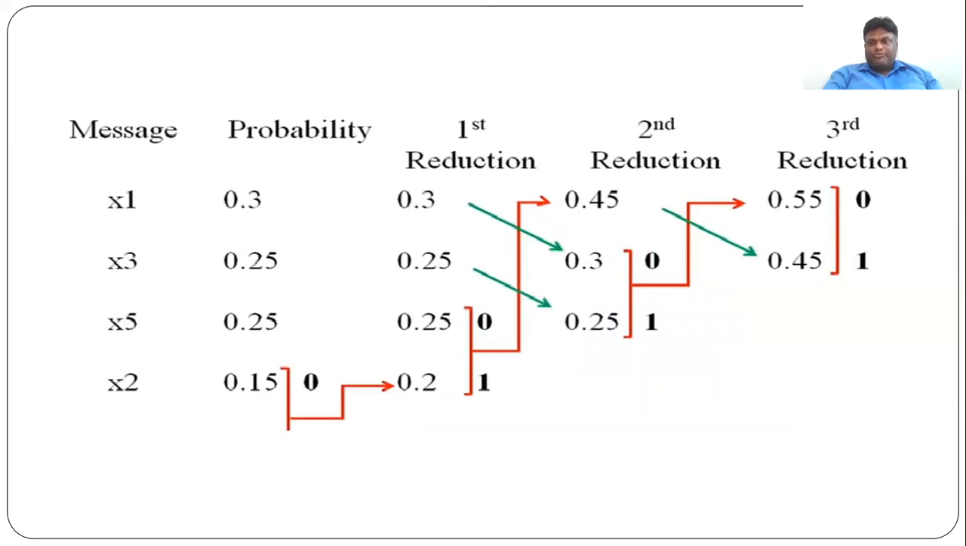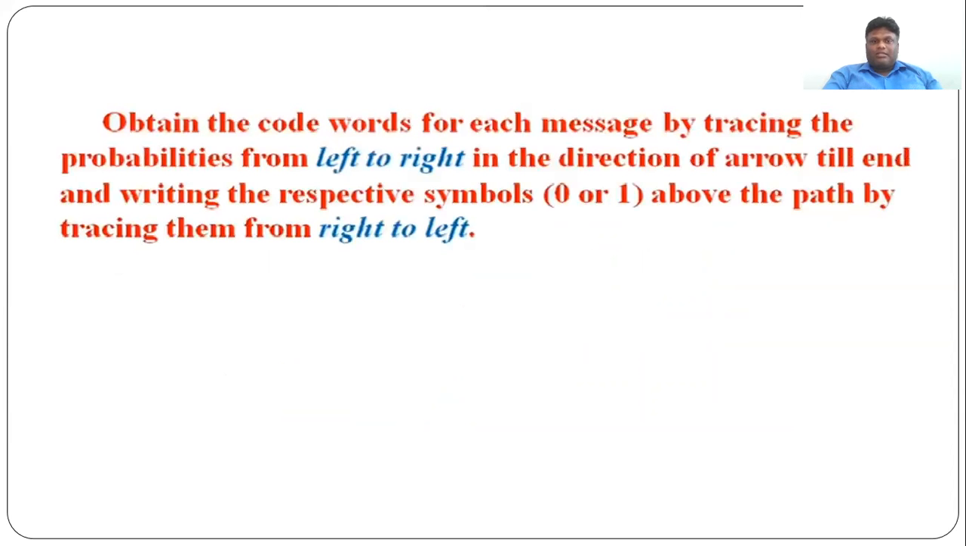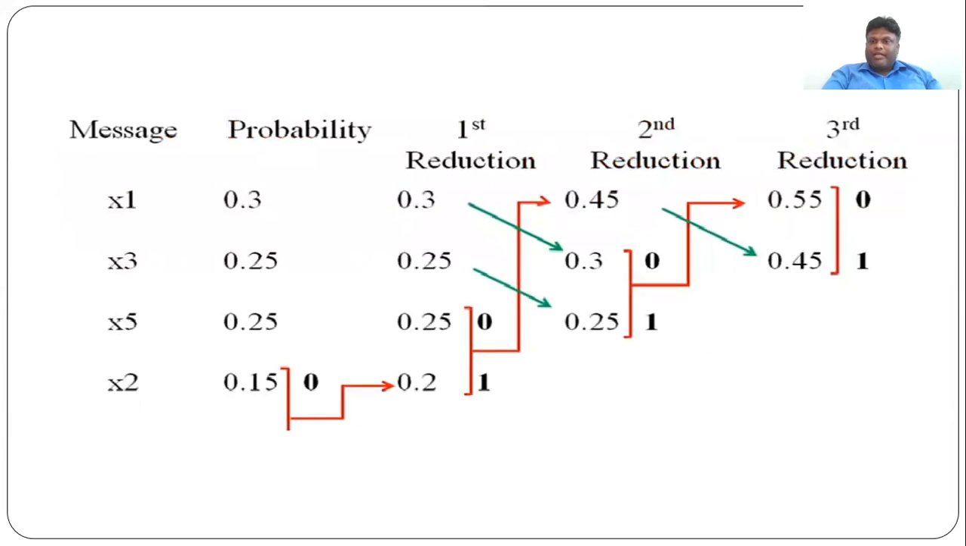Then again, you have to group this. Only two numbers remain, so no problem. You have to assign 0 and 1 to it. Now, if you add it, you get 1. That's all. Till you get 1, you have to do it. So when you add 0.55 and 0.45, you'll get 1. So at this stage, you can stop.